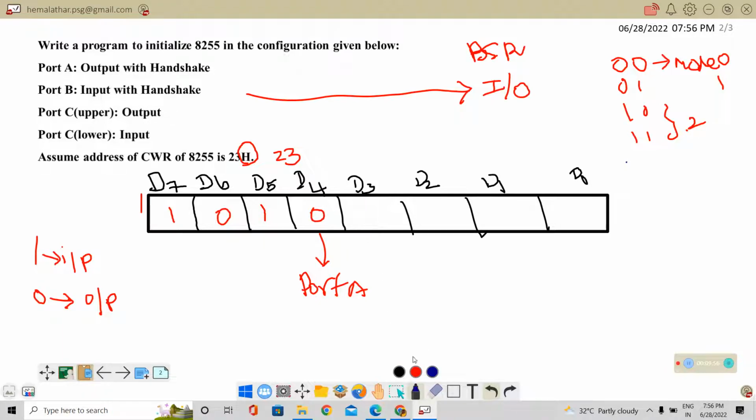Now we'll move to D3. Your D3 tells about port C upper. Your port C upper is output, so output is 0. Your D3 will be 0.